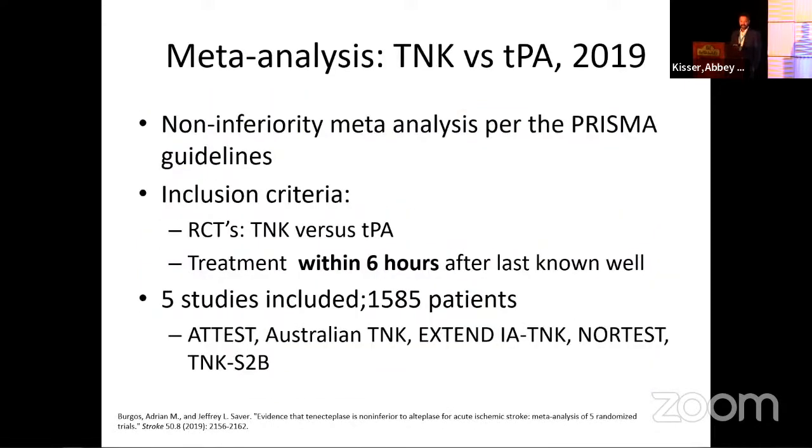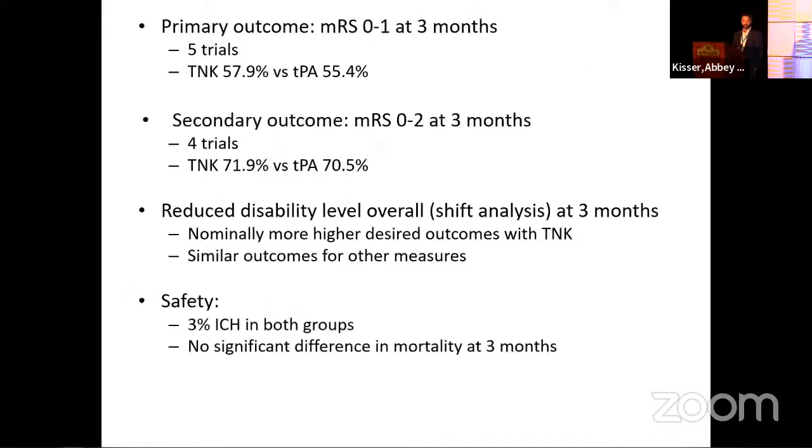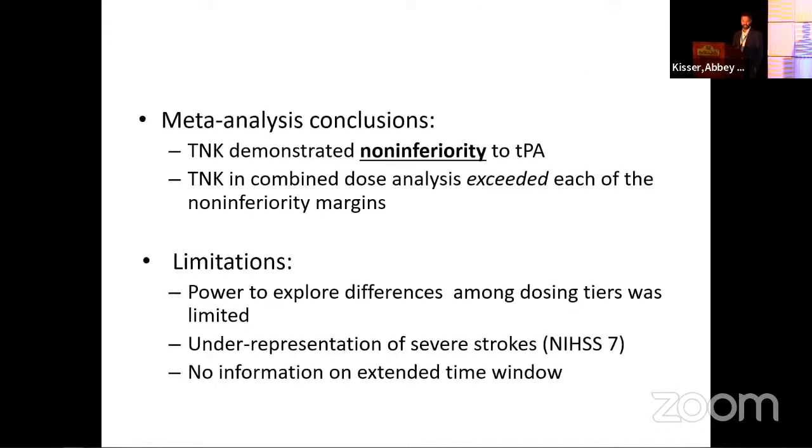The meta-analysis of TNK versus tPA in 2019 again showed no inferiority. So I think at this point we know that even though we don't have level 1 evidence, we have not proven one is better than the other. And this pooled baseline analysis showed the dose, perhaps 0.25, is a dose that we need to use. And again, non-inferiority is what we've seen.